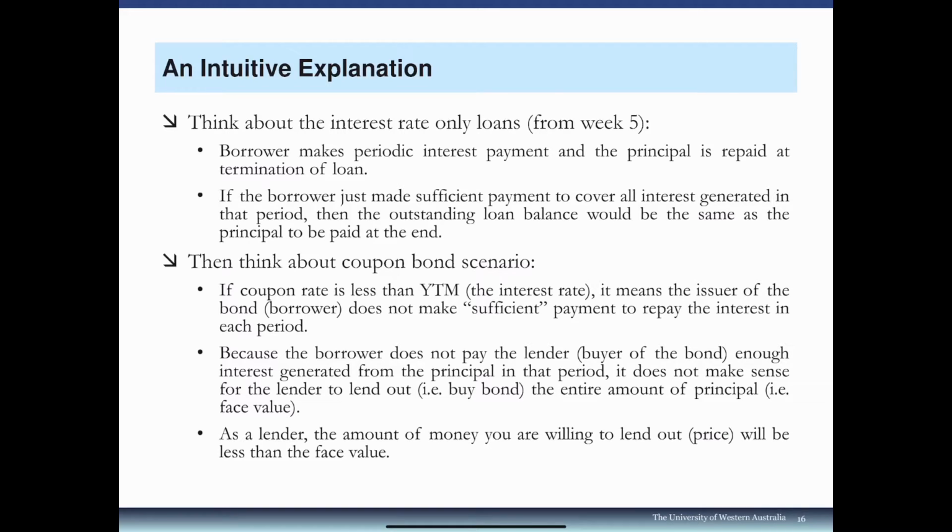So in the context of a coupon paying bond, if coupon rate is less than yield to maturity, it means the issuer of the bond does not make sufficient payment to repay the interest in each period. And because the borrower does not pay the lender enough interest generated from the principal, it does not make sense for the lender to lend out the entire amount of principal, such that they would lend out a smaller amount. As a lender, the amount of money you're willing to lend out will be less than the face value.